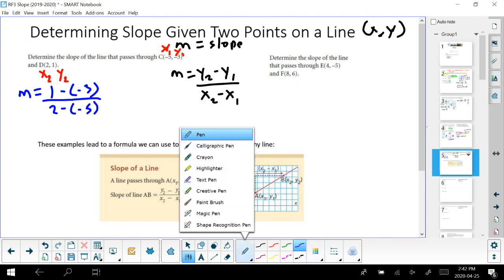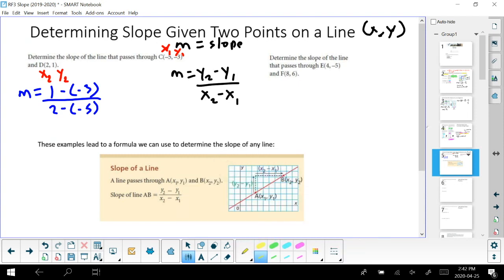So if I want to highlight this, I've said that I have y2. So y2 is right here, minus your y1, which is there, divided by your x2 over your x1.